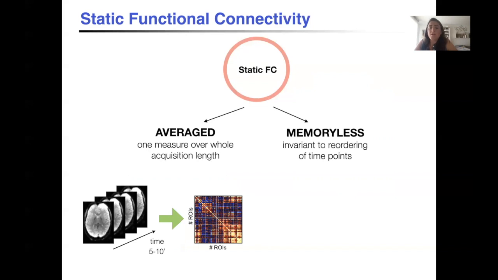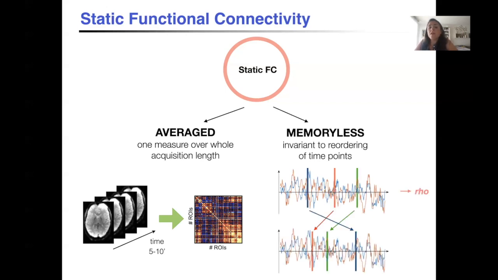The second property that I would like to point out is that this metric is memoryless, in the sense that it's invariant to reordering of time points. What does it mean? If you have a certain correlation coefficient rho, and you shuffle the time points of your time series, of all regions that you are considering, then you would get the same coefficient, and so again the same functional connectivity matrix.